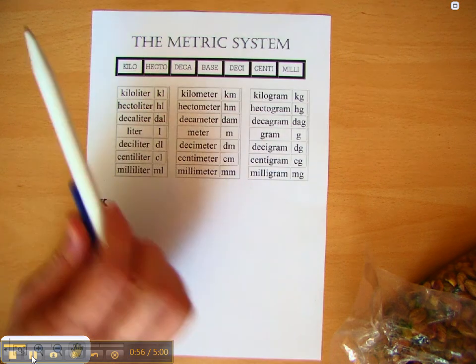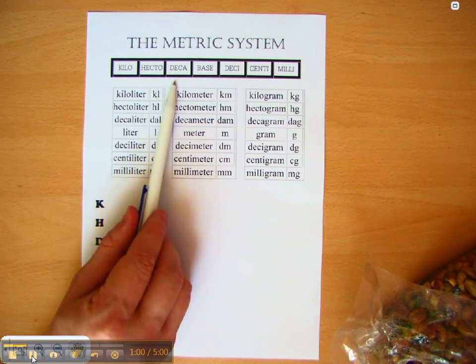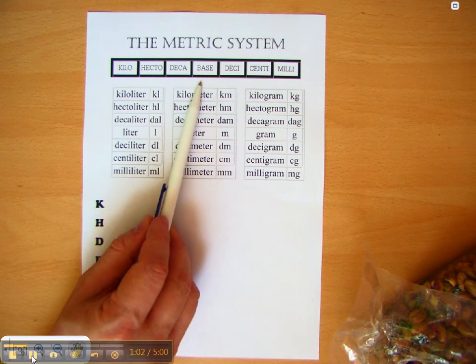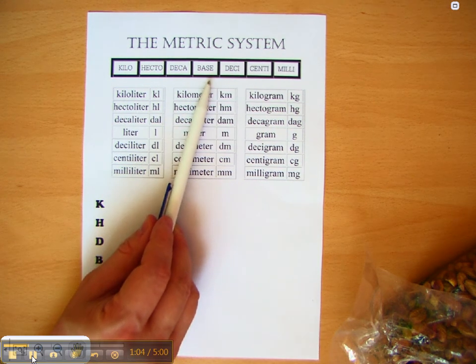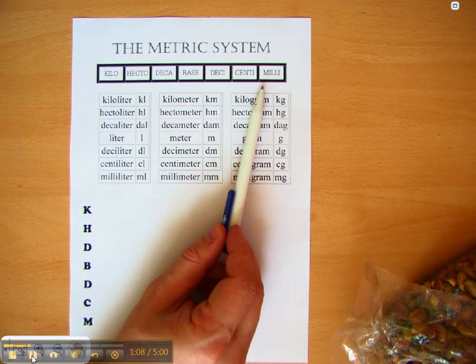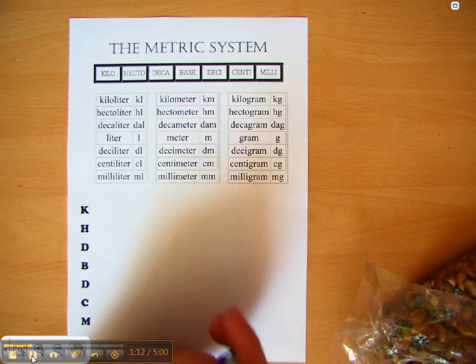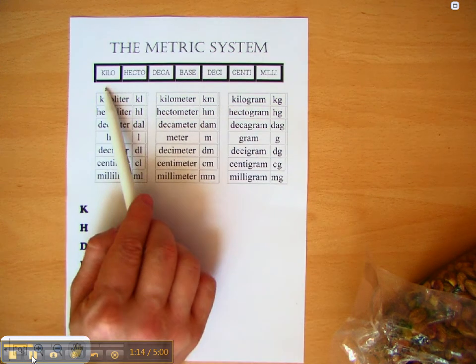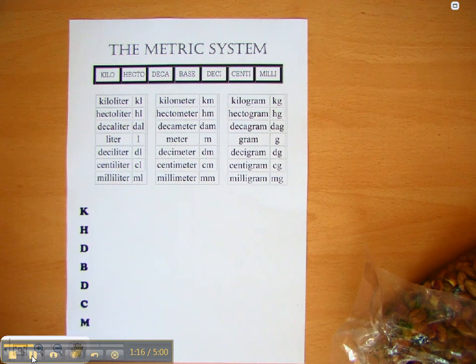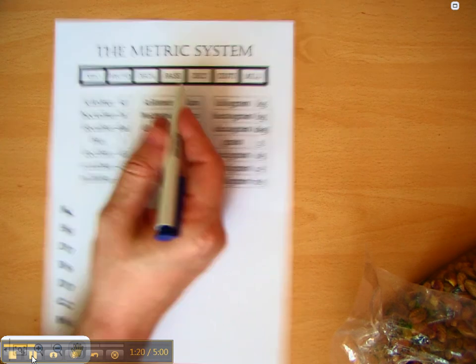And here it goes. It goes kilo, hecto, deca, base. This is your base unit. This is what we're going to talk a lot about in this tutorial. Deci, centi, and milli, okay? So the most important thing to remember about what I just went through there is that kilo is the largest, milli is the smallest, okay? Now right in the middle, you have what's called the base unit, okay?